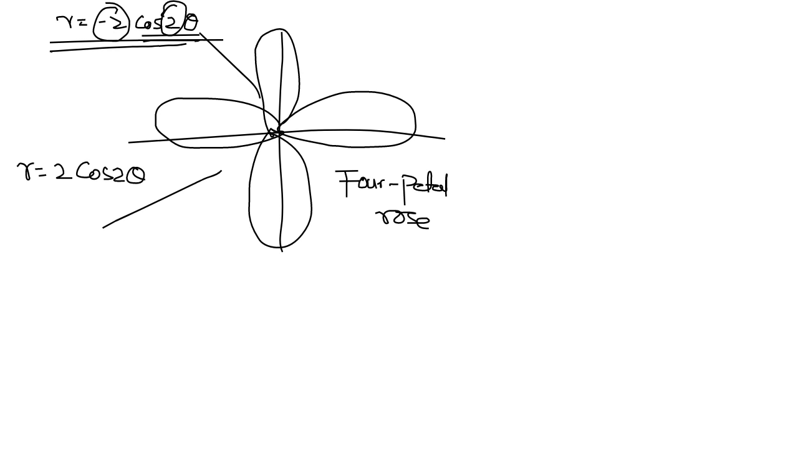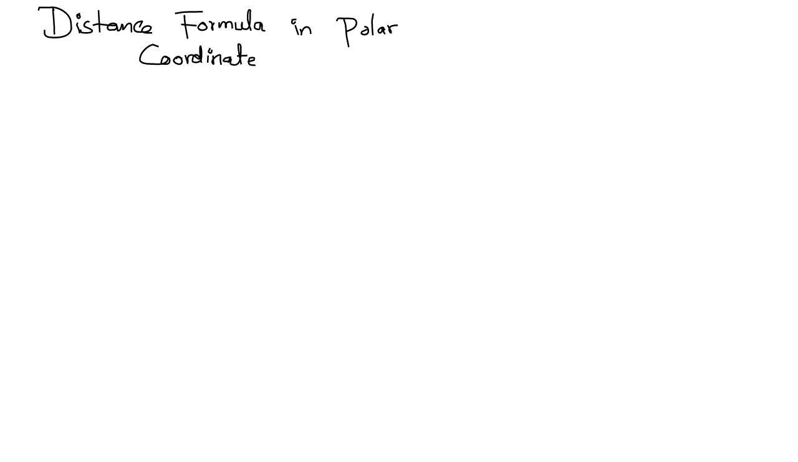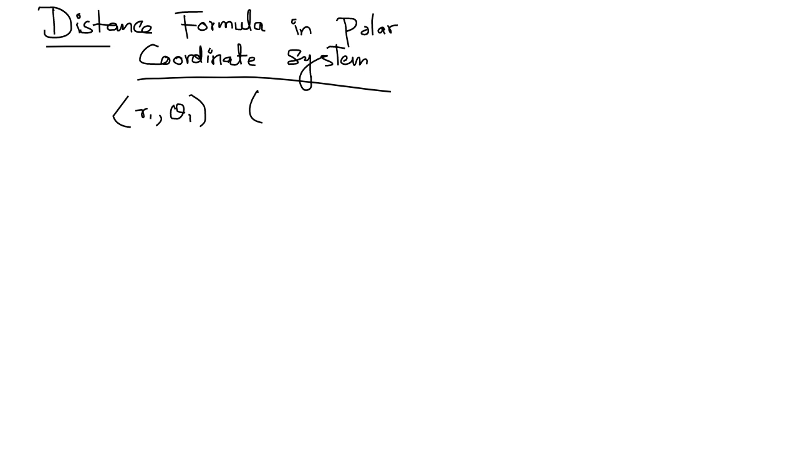So this is how you can find the general graphs from the equations. Okay. Now the last example, how we can find the distance between two polar coordinates. Distance formula in polar coordinate system. For example, if you have two polar coordinates r1 theta 1 and r2 theta 2, how can you find the distance between these two polar coordinates?